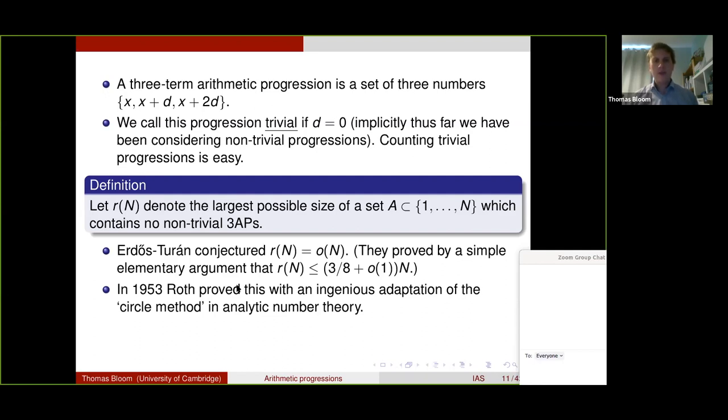And as I said before, this conjecture that R of n equals little o of n was proved by Roth in 1953 with the circle method. Although this is a purely qualitative conjecture, I mean, it makes no statement about how fast it decays to zero, it's very pleasing that Roth's proof already gave a fairly reasonable quantitative upper bound. Roth's proof gives R of n is O of n over log n. This notation, if you haven't seen it before, is Vinogradov's notation. It just means the same as big O, true up to some absolute unspecified constant.